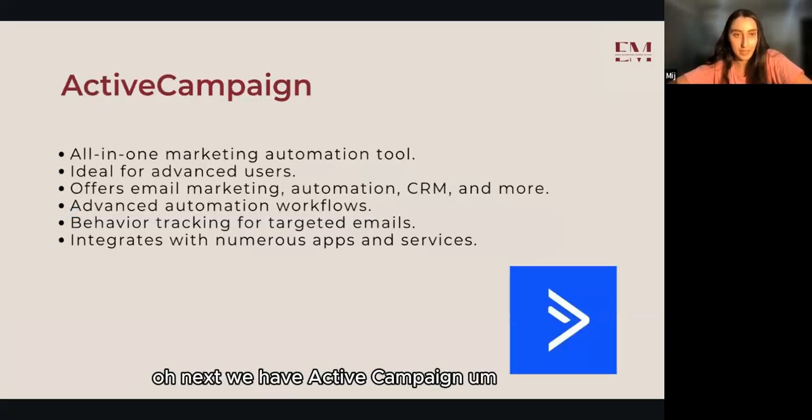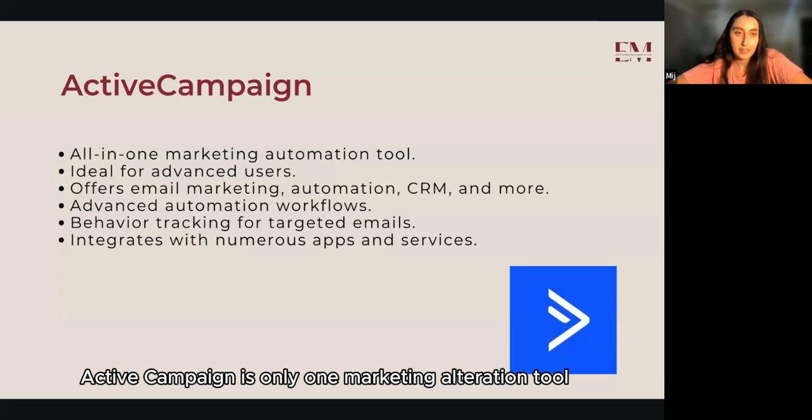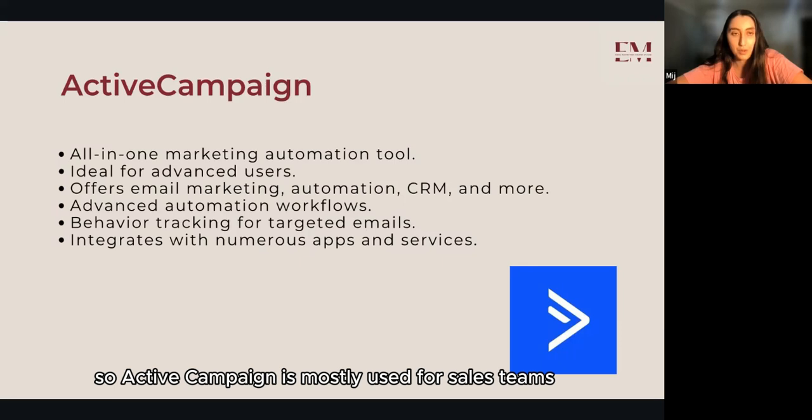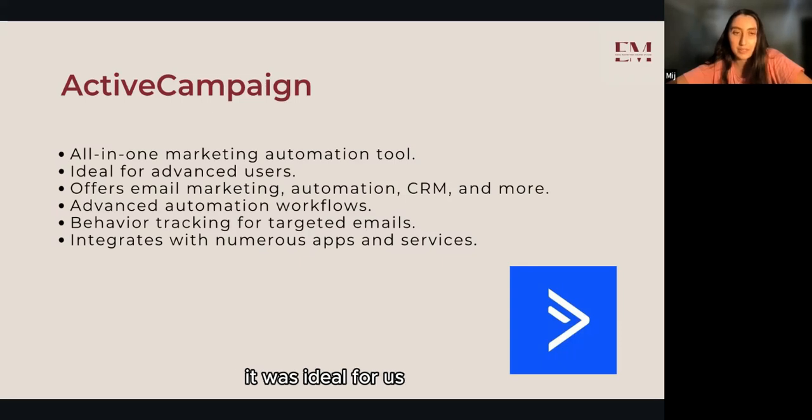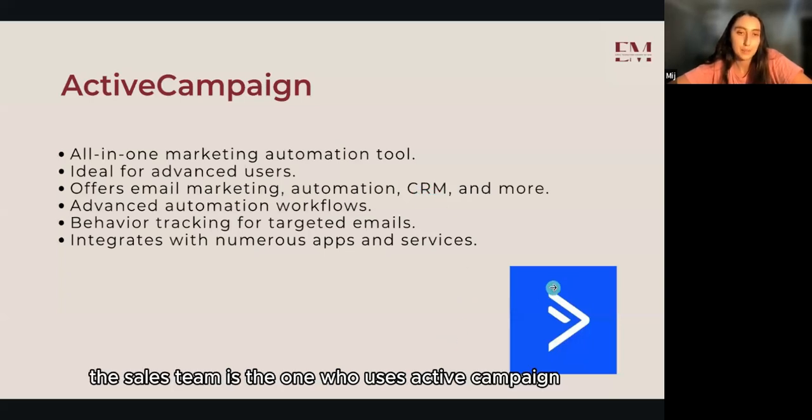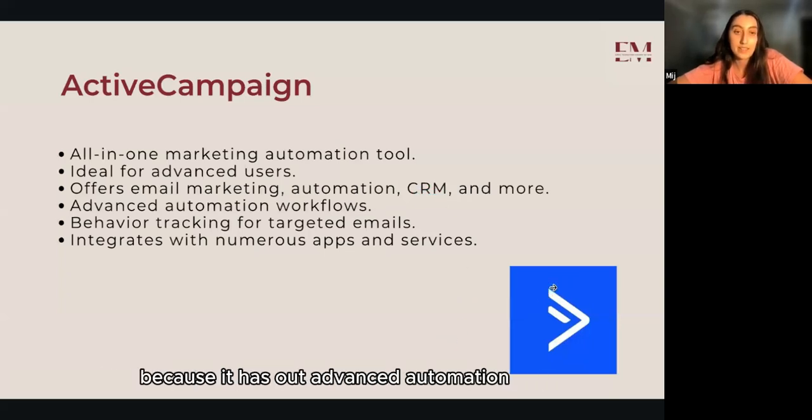Next, we have ActiveCampaign. ActiveCampaign is an all-in-one marketing automation tool, and it's ideal for advanced users. ActiveCampaign is mostly used for sales teams, I think. I remember we also used it for marketing, but it's mostly for relational emails. It was ideal for us. So it offers email marketing, automation, and CRM. CRM means customer relationship management, right? Mostly the sales team is the one who uses ActiveCampaign because it has advanced automation.